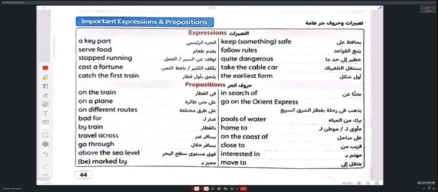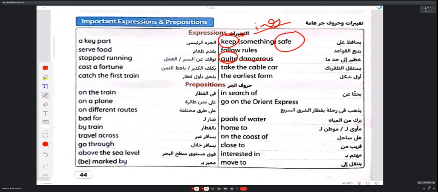Travel across, go through, above the sea level, be marked by, keep something safe. Keep is a linking verb, followed by an adjective. Keep can be followed by a verb with the ing form. Keep doing something. Follow rules, quite dangerous. Dangerous is an adjective, quite is an adverb, so the adverb comes before the adjective to describe the adjective. Quite dangerous. Take the cable car.